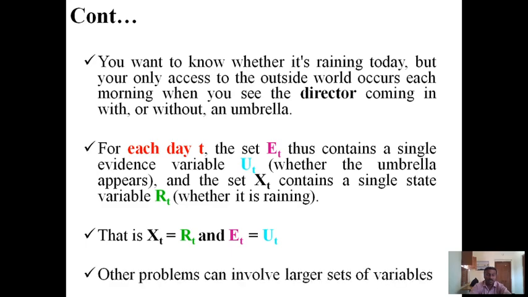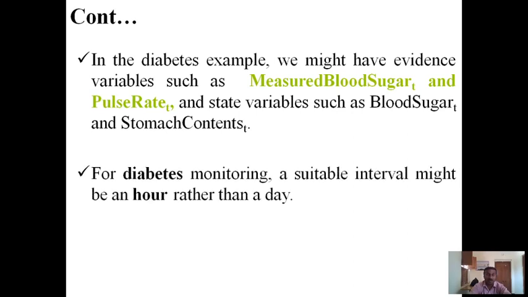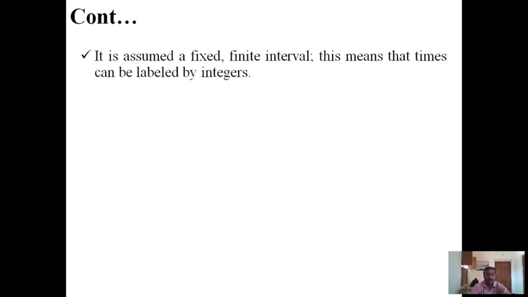Other problems can involve larger sets of variables. In the diabetes example, we might have evidence variables such as measured blood sugar and pulse rate, and state variables such as BloodSugar_t and StomachContents_t. For diabetics, monitoring at a suitable interval might be an hour rather than a day. So it is assumed to be a fixed finite interval.